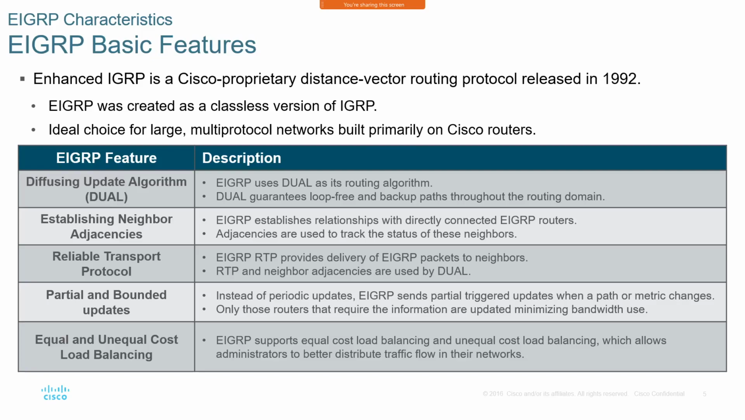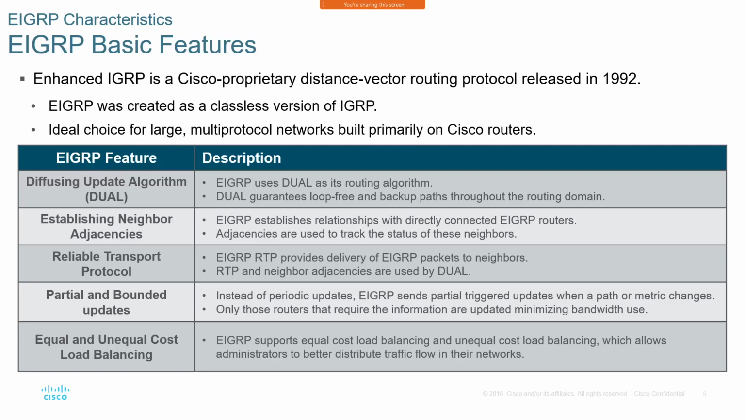EIGRP also supports equal and unequal cost load balancing. Now, when we discussed RIP, if we had multiple paths from one router to another router, RIP would choose the best one, the best path. And it will choose the best path based on the number of hops. In other words, if it has fewer routers from the source to the destination, it will just choose the path with fewer routers to send the message.